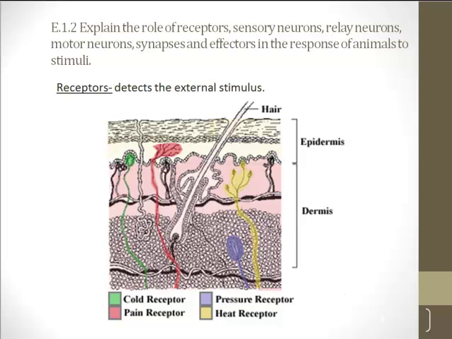The green one is a receptor for cold, the pink pain, purple pressure, and yellow heat. Keep in mind that all of these are actual specialized neurons. They are the very first neurons in that linear sequence of receiving a stimulus and sending it to our central nervous system for processing.